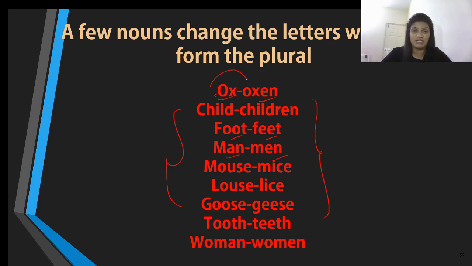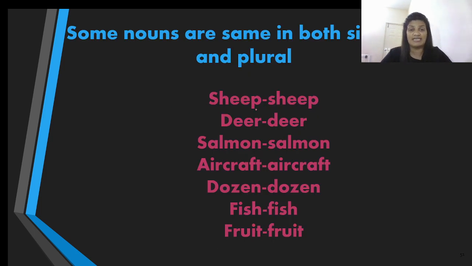These type of words change to form their plurals: ox, child, foot, man, mouse, louse, goose, tooth, and woman. Then you have other words like sheep, deer, salmon, aircraft, dozen, fish, and fruit, which are similar in both singular and plural. They do not change their form. They remain intact both in singular and plural.